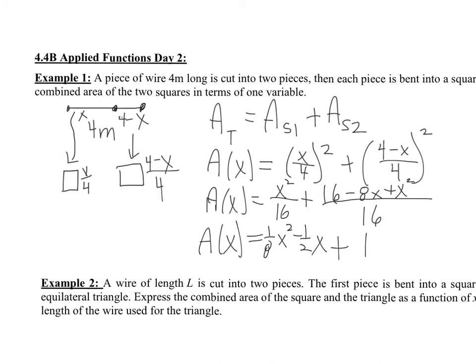Now, since the a value is positive, the parabola is facing up, which means the vertex would be the minimum value. So we want to do negative b over 2a. b is negative a half, a is 1/8. And if we simplify that, we have the 1/2 on top.